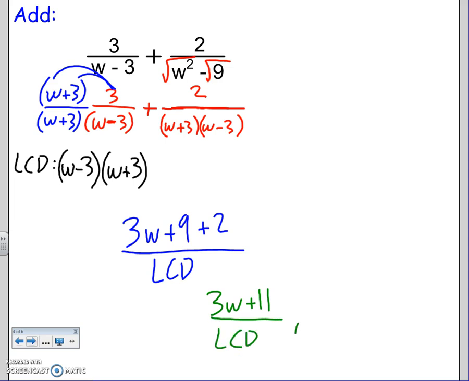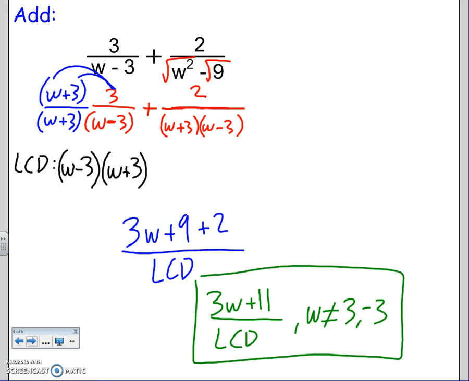Last step is restrictions. W cannot be positive 3 and negative 3, which came from my LCD. So the restrictions from the LCD. You cannot have 0 on the bottom of your denominator.